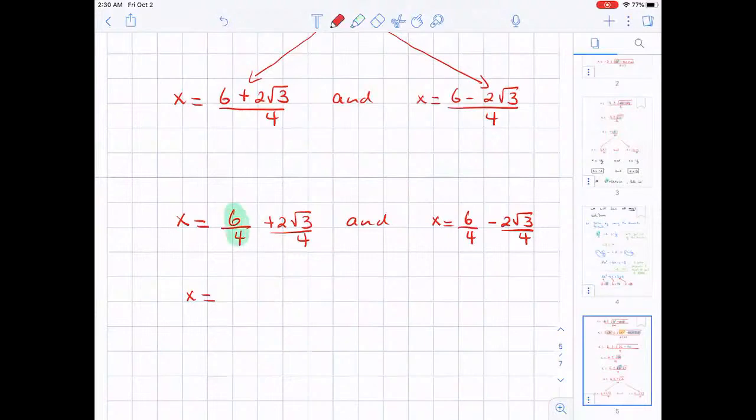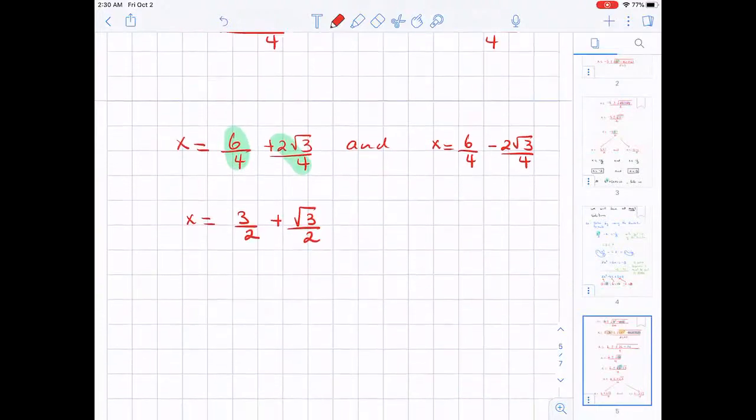Now, 6 over 4, you can divide both top and bottom by 2, so this is 3 halves. And 2 over 4, okay, 2 over 4 is the same as 1 half, so this becomes root 3 over 2. Okay, and same thing here, this becomes x equals 3 over 2, but now minus, and this simplifies to 1 half, so we have root 3 over 2. So here are your solutions, okay?